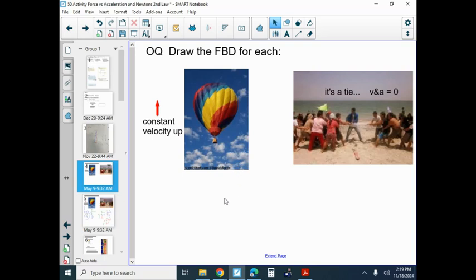So again, review from yesterday, our last lesson. If this balloon has a constant velocity up, then there's some things we should know about it. So constant velocity up means that it has a net force of 0. So therefore, F net equals 0. And so there's no net force on this thing at all. The free body diagram would look like this.